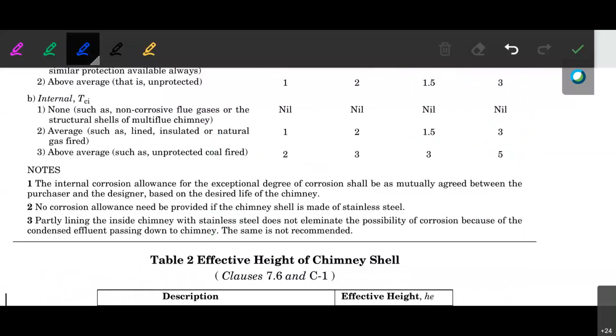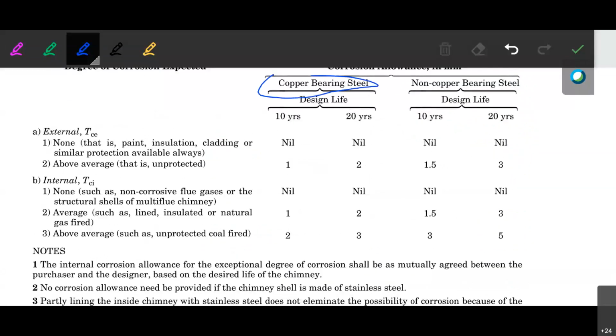Okay, in the example, if it is given that we use copper bearing steel, or any other kind, or if it says the internal corrosion is average or above average, or if you are using it as a natural gas fire, or if the design span of that particular section is 10 years, then depending upon that, this particular table will give you the corrosion allowance for that particular chimney.